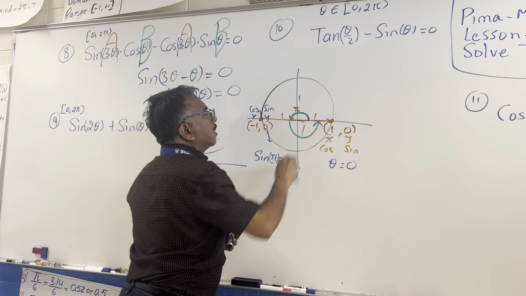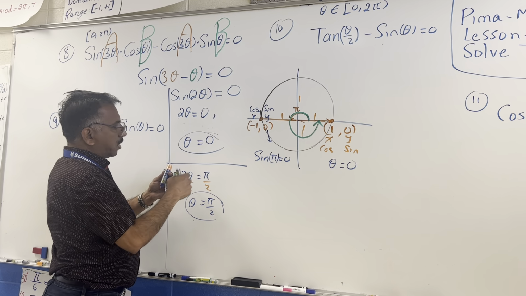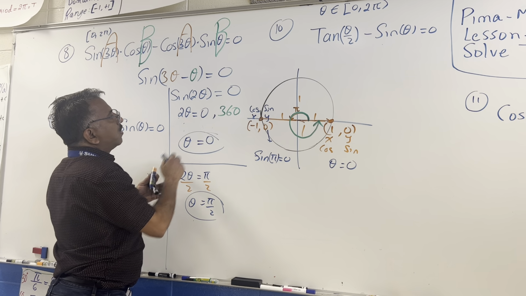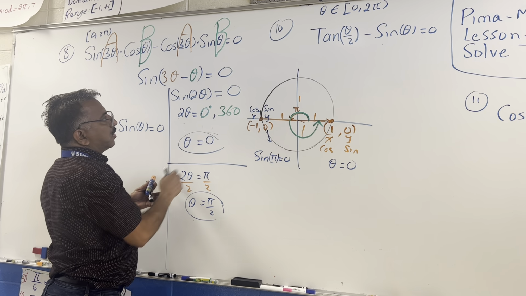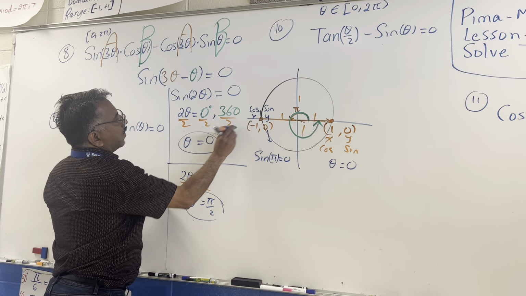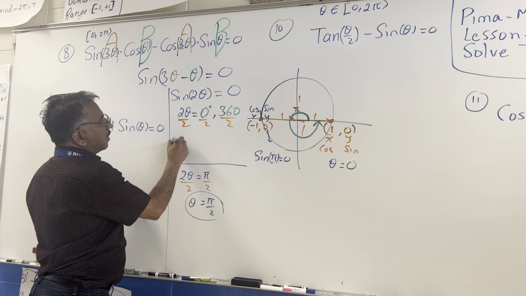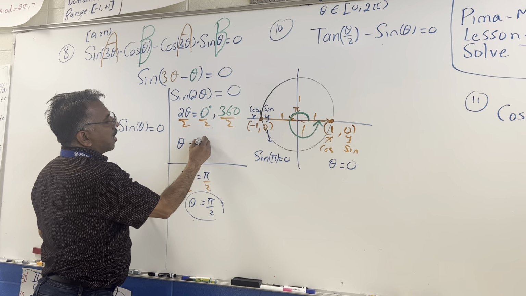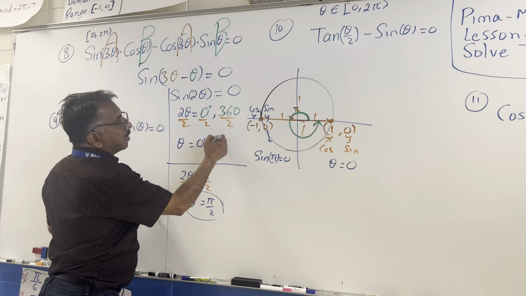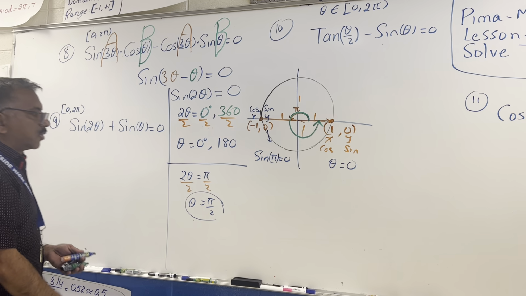So this part is also 2 pi, right? That's 2 pi, 360 degrees. So I'm going to write 360 degrees. So not just 0 here, but also 360. And now you divide by 2. And when you divide by 2, you get, the reason I'm telling you is theta equals 0 is one of the answers. And this is 180 degrees. So you get back the same thing. Just wanted to show here.